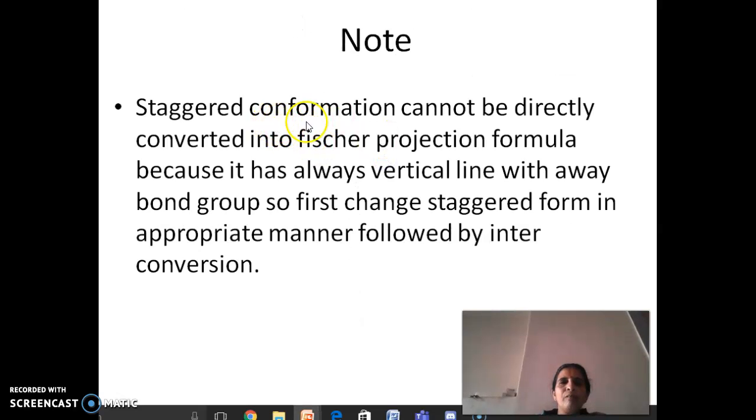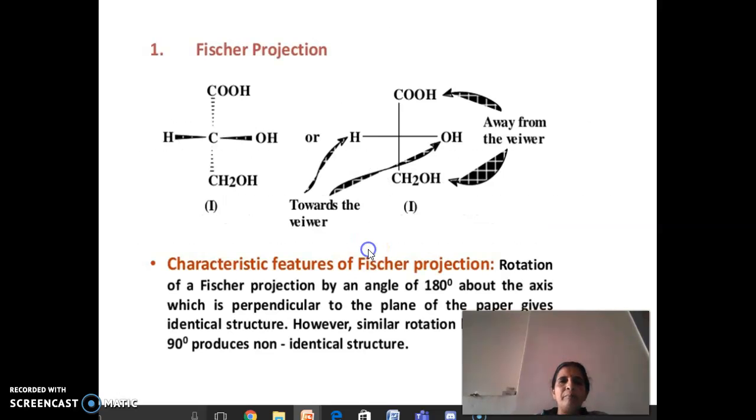See, staggered conformations cannot be converted directly into Fischer projection formula because the vertical line always has the groups which are away from the viewer. So first change the staggered form into the appropriate eclipsed form, followed by the interconversion.